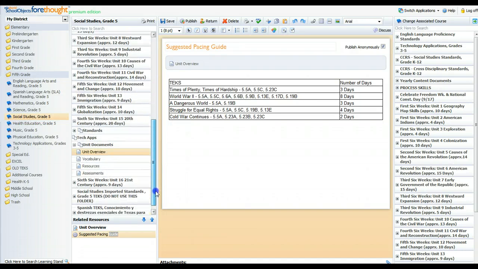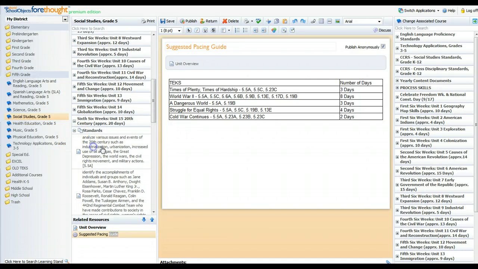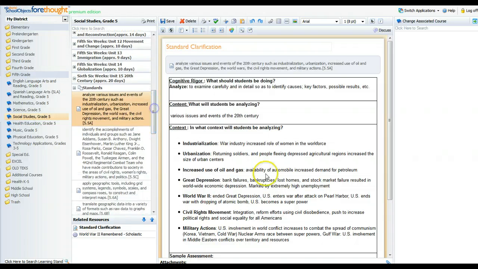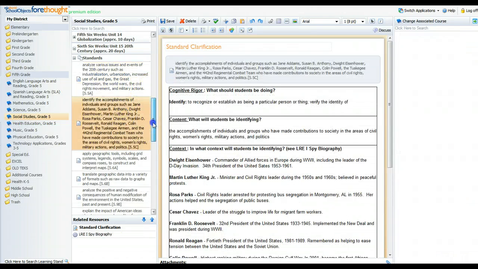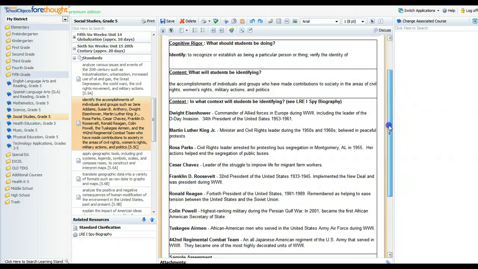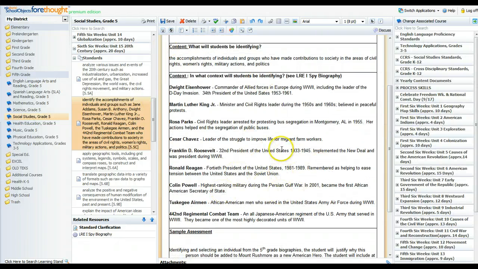So let's look at your standards. You're going to analyze all of these events. You're going to look at industrialization, urbanization, the increased use of oil and gas, our Great Depression, World War II, civil rights, and military actions. Then you're going to look at individual accomplishments of people, and I've gone ahead and written down here the people that you need to focus on, and I've written in what the important things to know about each one of those people are.